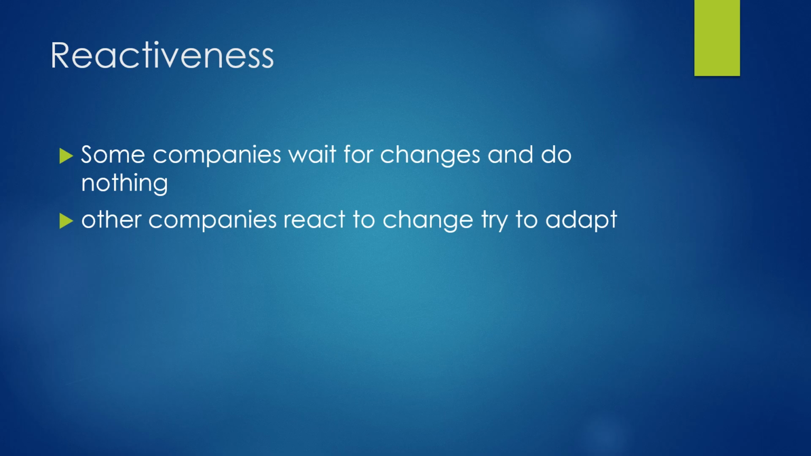Reactiveness: companies will wait for change, or some companies could adapt to change. If the company waits for change, they will wonder what happened and they just let it pass. Other companies who react to change try to adapt to it by using tools to analyze the change that happened and then design strategies that will help the companies take advantage and overcome the threatening situations.